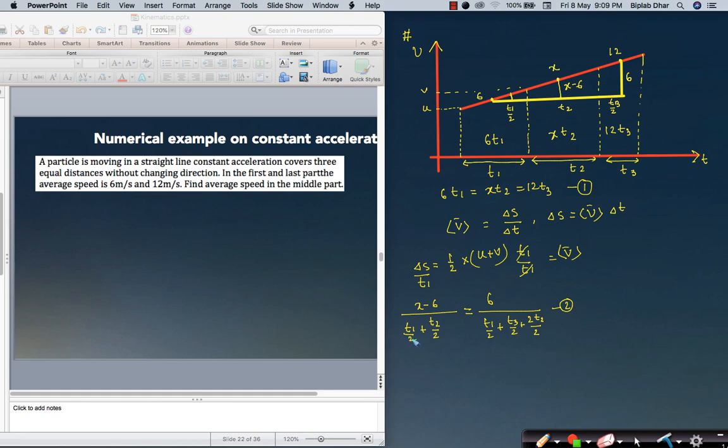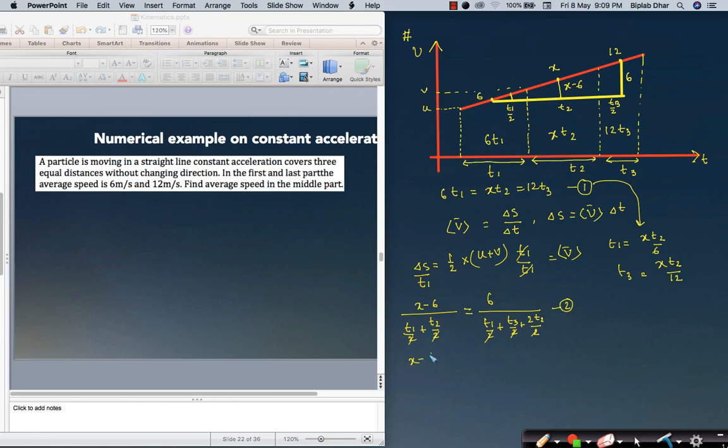So I have now two equations and I can solve for x from these two equations only. What I will do, I will cancel this 2, 2, 2, 2, right? And then I will represent all these three terms t1, t2, t3 in terms of t2 only, right? So I can say from the first equation, t1 is equal to x t2 by 6 and t3 is equal to x t2 by 12, right? Now you can see that these terms will get cancelled out, and I will be only left with x.